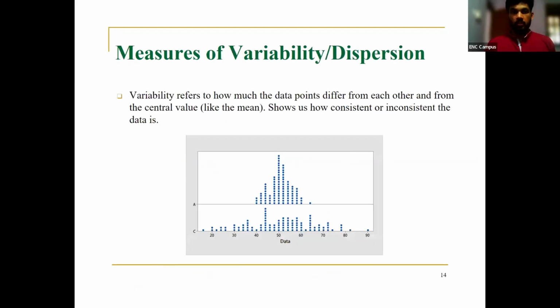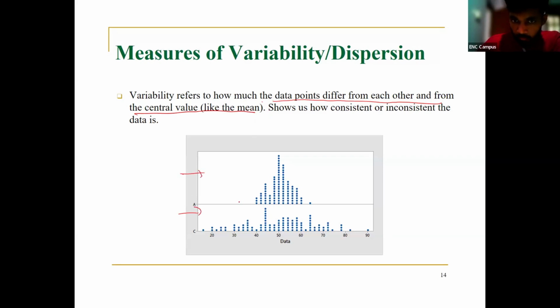So then let's move to measures of variability or dispersion. Variability refers to how much the data points differ from each other and from the central value. So measures of variability or dispersion means how much the data points differ from each other and from the central value. You can see there are two data sets.